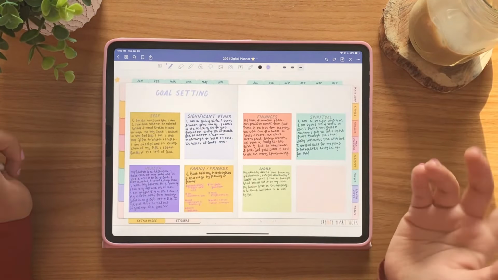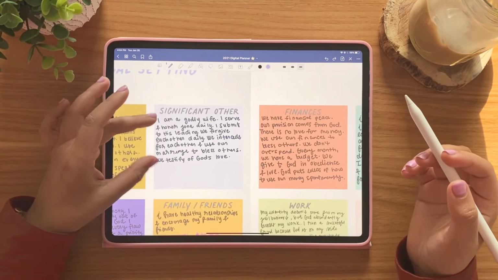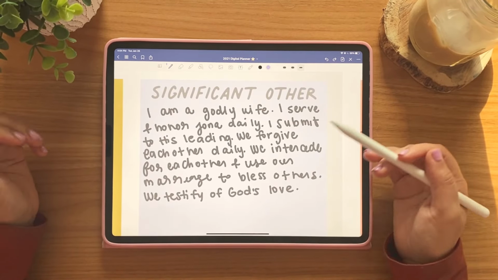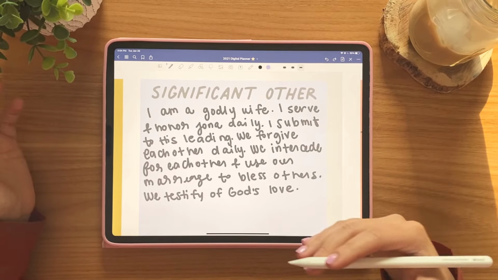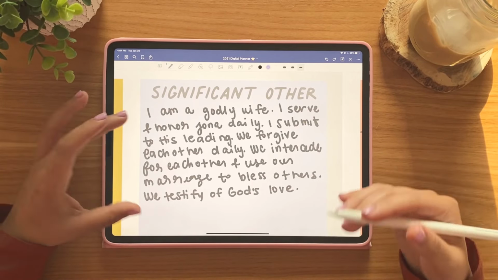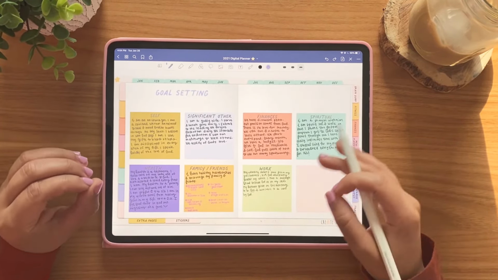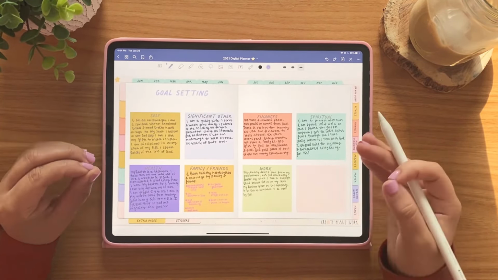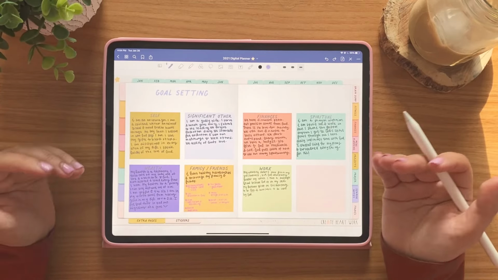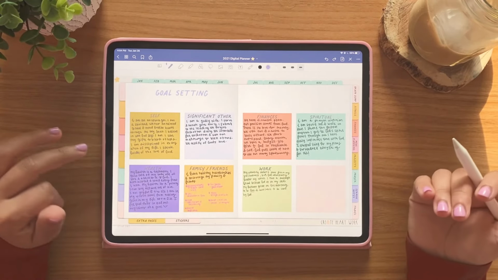So this is how I filled my goal setting. Significant other, I'm a godly wife, I serve and honor Jonah daily, I submit to his leading, we forgive each other daily. So this is how I wrote my goals, as if we have financial peace, as if it's already happening, and in a little paragraph format.